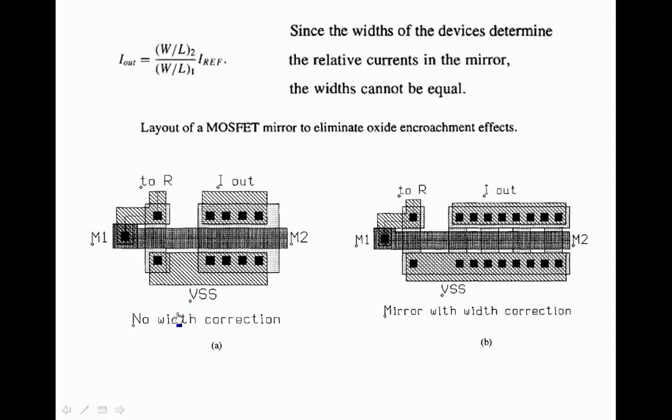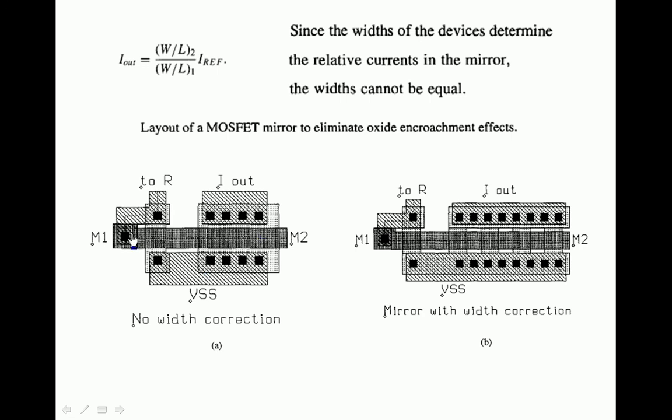So this is without width correction. Let us assume the width of the second transistor is 4 times the width of the first transistor, that is W2 is equal to 4 times W1. M2 has been taken as a single transistor whose width is 4 times that of the first transistor. That's why this is the first transistor and this is the second transistor.